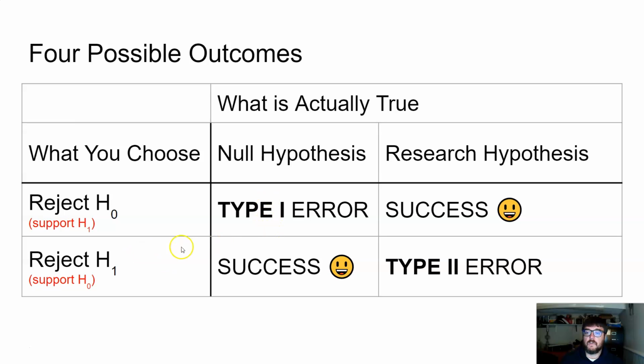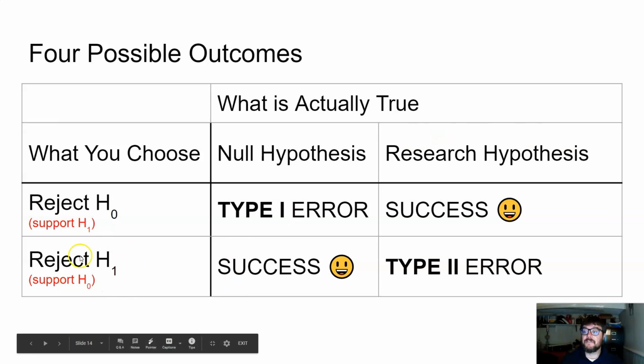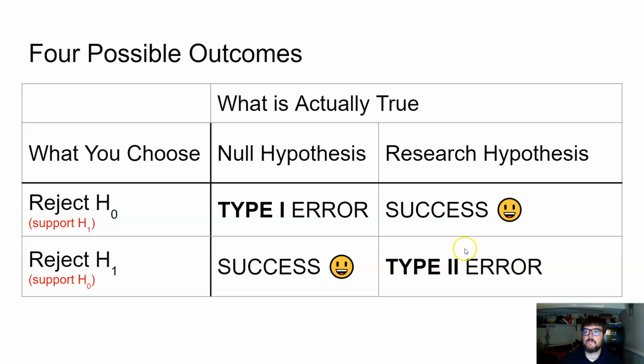If we find no relationship in our data, and we reject the research hypothesis, then we have succeeded. Likewise, if the research hypothesis was actually true, and our data lead us to reject the null hypothesis, then we've succeeded. If the research hypothesis is actually true, there is a relationship between A and B, but we fail to find that relationship in our data, we commit a type 2 error. So these are the 4 possible outcomes from a strong inference type approach.